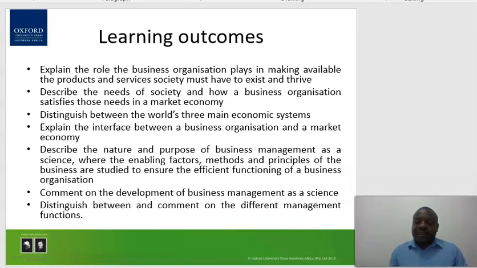So we know there are various or different market systems that one can find, including socialism, the command economy. But for purposes of this course, we will mainly focus on the market economy. You must also be in a position to distinguish the three economic systems that I have just mentioned: the free market system, the command system, and socialism. We will also discuss some aspects of the mixed economy.